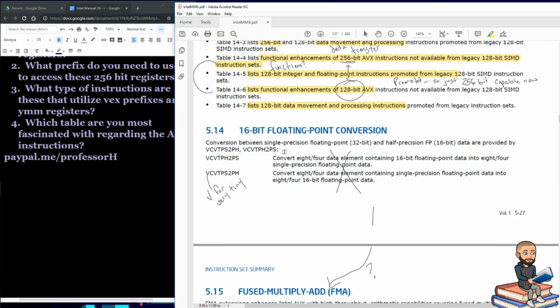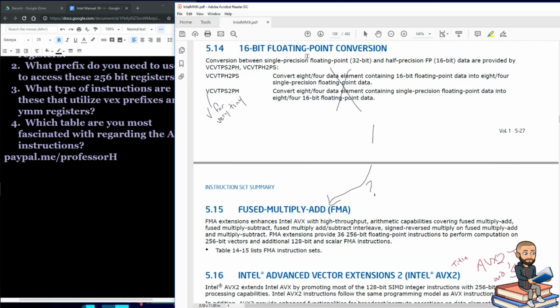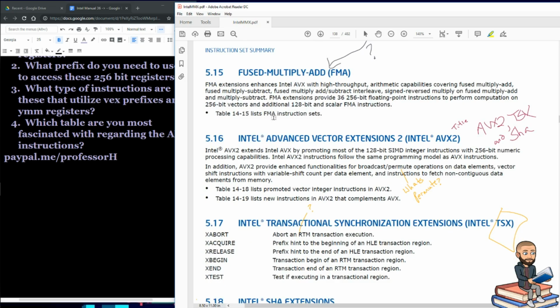Alright, so 16-bit floating point conversion is the first type of instructions we'll read about. These are all about conversion between single precision floating point, which is 32, to half precision. That's the 16-bit part of this title here. And we, in fact, read about half precision earlier in the manual, so that's cool that it showed back up. Maybe an easy way to remember these instructions is it starts with V, and V is for very tiny because we're talking about 16 bits.